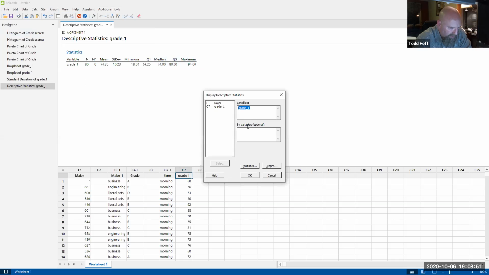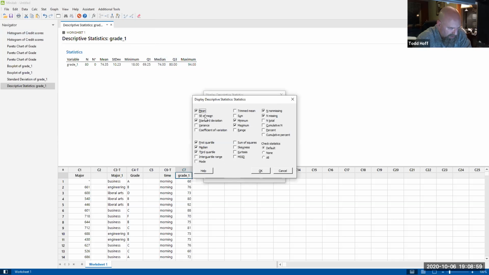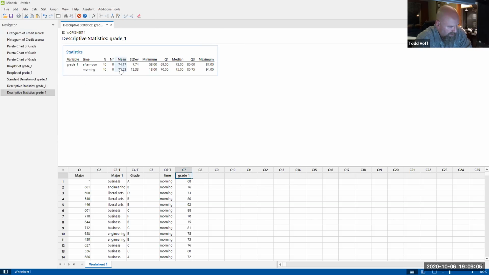So I pick the grade. I'm going to do a variable to separate them with. I'll click the time. That's my morning or afternoon. My statistics should stay the same. They didn't change. Good. So I'll click OK and OK. Now we get the same data set.